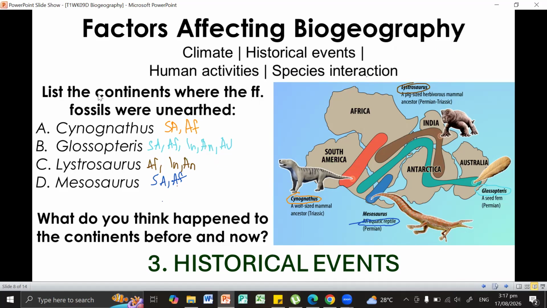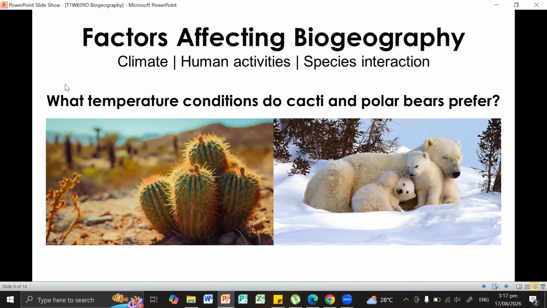Okay, so we're now halfway through the factors, so three down, three to go. Next is number four, the easiest of the six. No? What temperature conditions do cacti and polar bears prefer? Cacti is the plural for cactus, and we know that cacti prefer living and thriving in hot deserts, while polar bears prefer to live in cold Arctic regions. So therefore, the factor affecting biogeography here is climate.